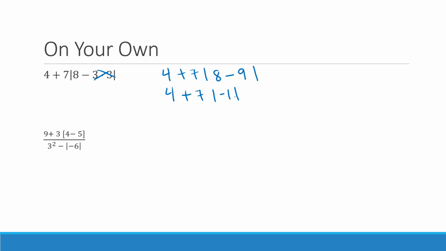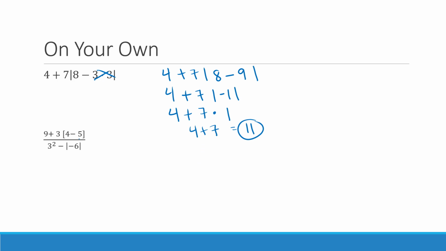So what do these bars mean? This means this is going to change to a positive 1. So what this means is 7 times positive 1. So 7 times 1 is going to give me 7. And then 4 plus 7 is going to give me a final answer of 11.